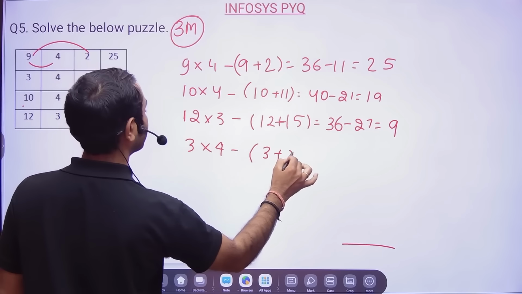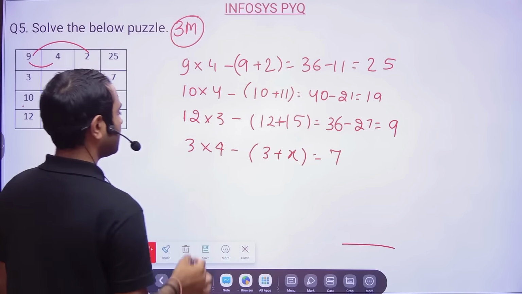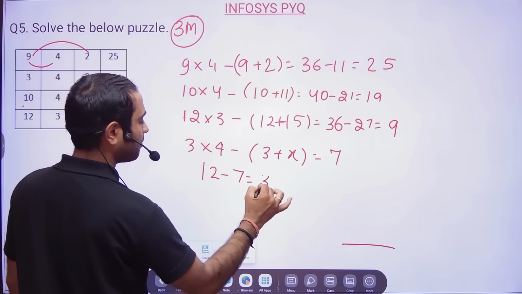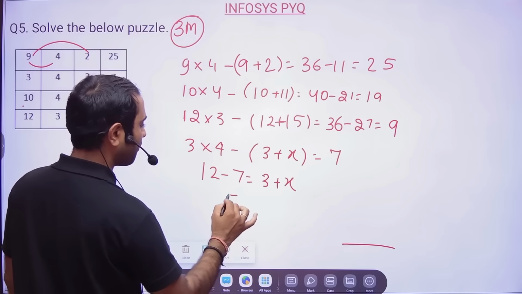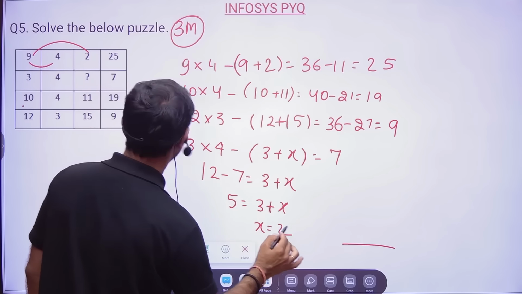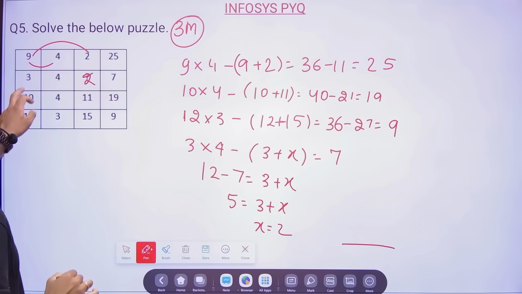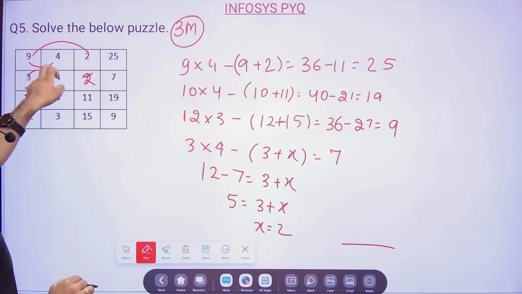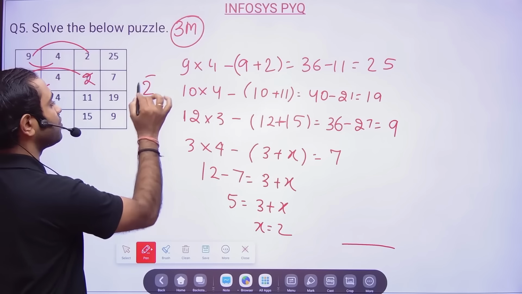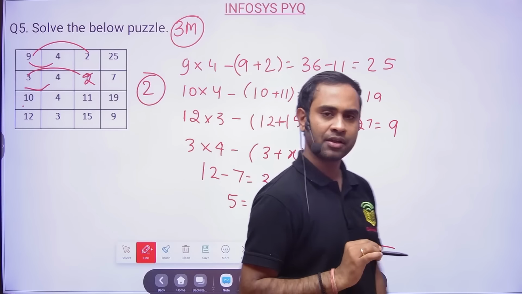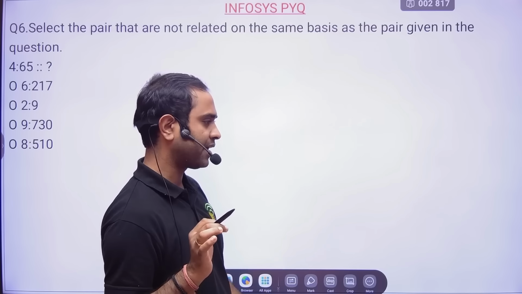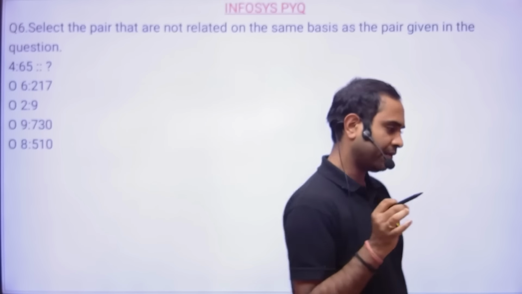3 plus x is equal to 7. So 12 minus this 7 will come to this side: 5 is equal to 3 plus x, and x will be equal to 2. So basically the value which we need here: 3 into 4 is 12, and 12 minus 5 will be equal to 7. So here the answer will become 2. I hope you understood the puzzle. See, for puzzles, practice is very much required. Otherwise, you will feel the questions are very, very tough.